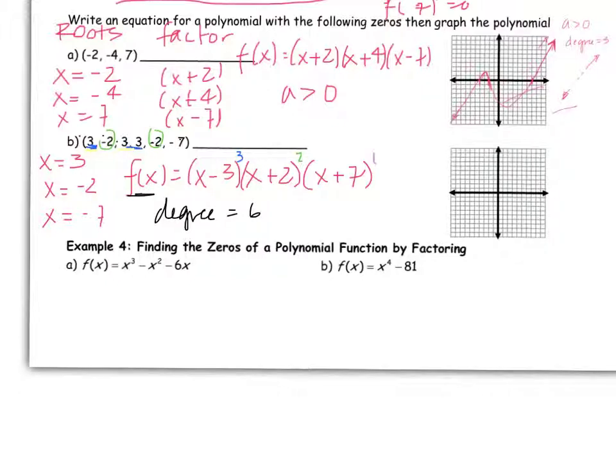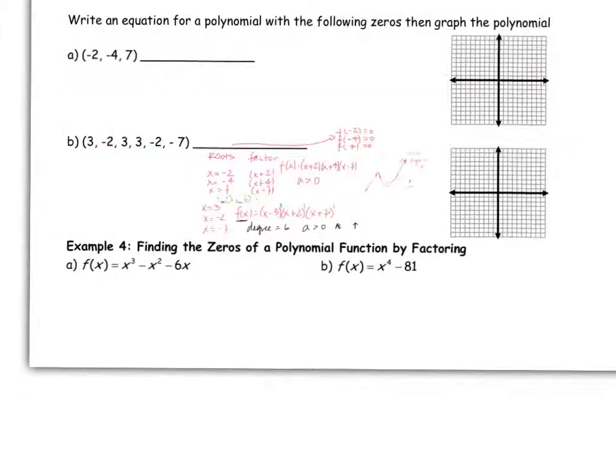Because my degree is even, and again I don't know what my leading coefficient is until they give us a point so I can solve for a, I'll assume it's positive. Because I have an even degree and my a is positive, my end behaviors are going to go up, up. Even degrees, their ends stay together. So I'm going to graph this one.